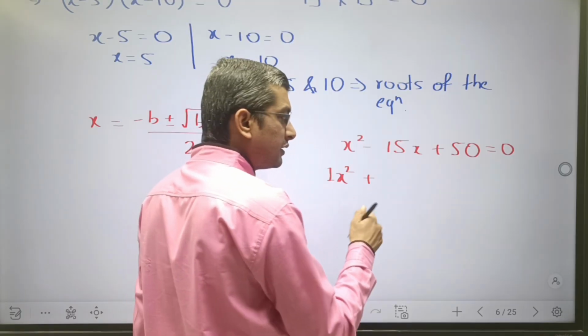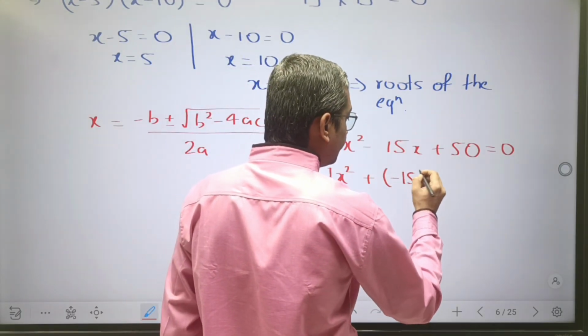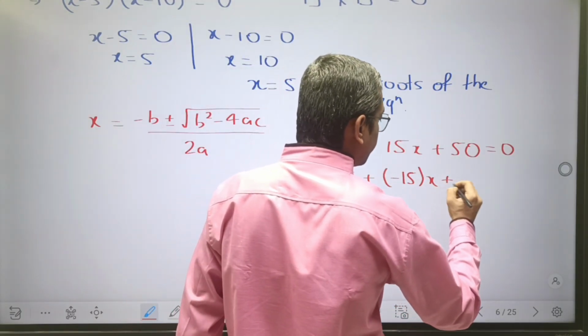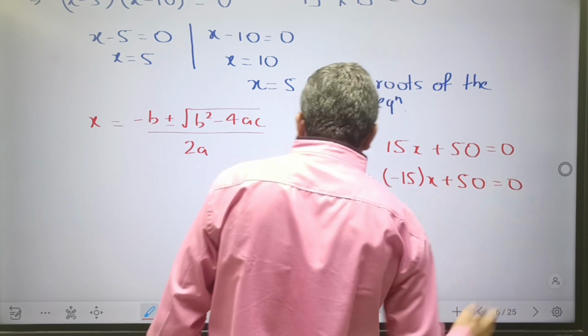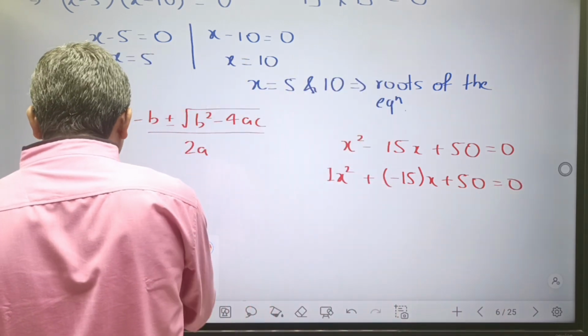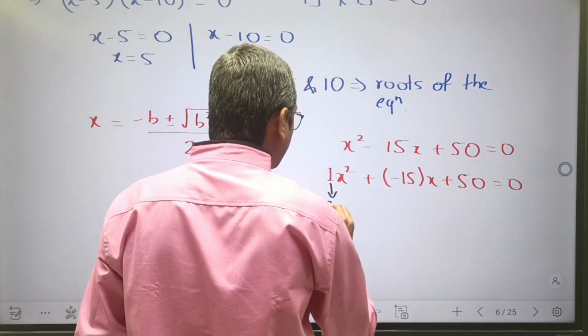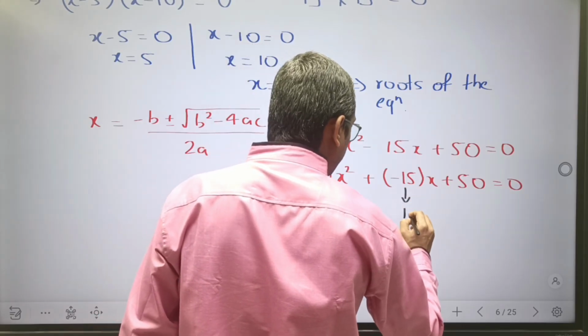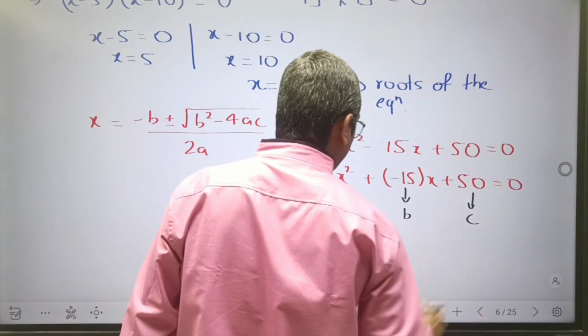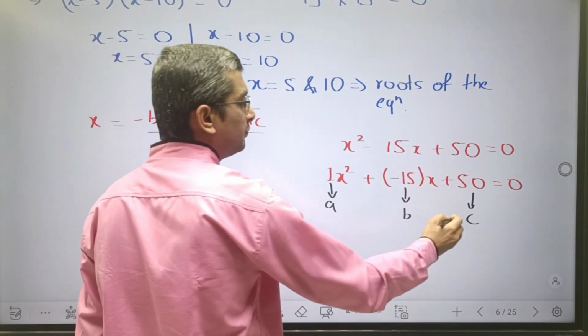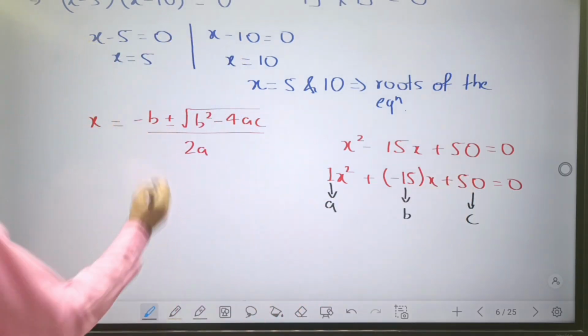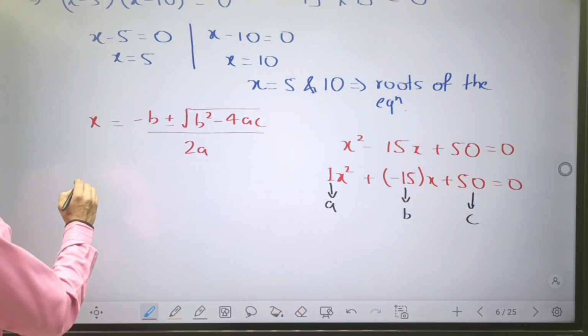So here I am writing plus and minus 15 in one bracket plus 50. Now you can observe that 1 will become a, minus 15 is b, and this 50 is c. So ax square plus bx plus c. Substitute this value in this equation and solve.